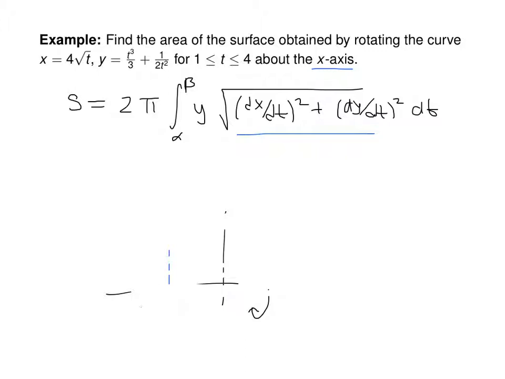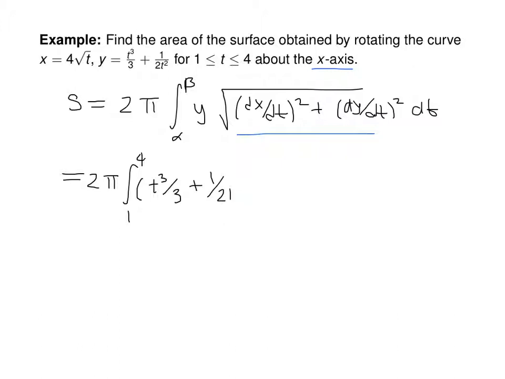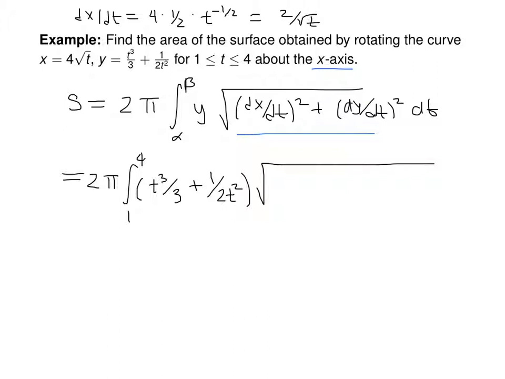Okay, so in this case, x is 4 root t and y is t cubed over 3 plus 1 over 2t squared. So we'll have 2 pi integral from 1 to 4 of t cubed over 3 plus 1 over 2t squared multiplied by the root. Now dx/dt will equal 4 times a half times t to the negative 1/2, or 2 over root t. So when we square that, we get 4 over t.